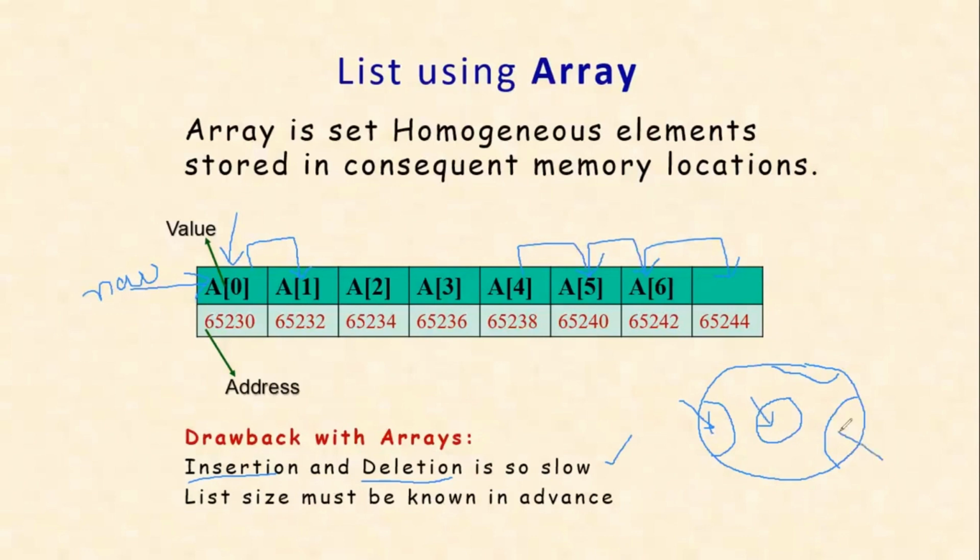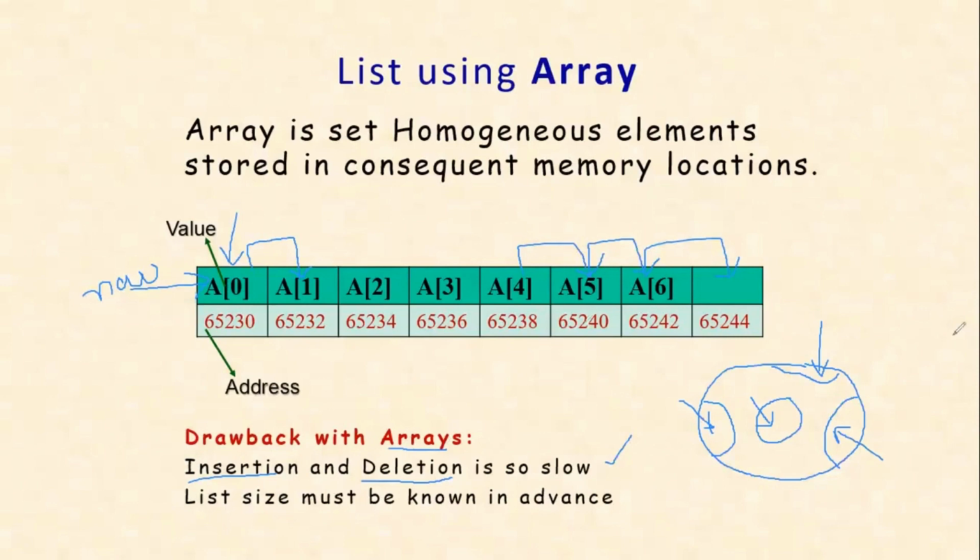If I have a new value, I have to keep it here. If I have a new value, I have to keep it here. Like this, I have to keep the new values in the memory wherever I find space. If this is possible, definitely that could be a more flexible process of storing a set of elements. So this is a drawback with arrays, and the list will solve this problem.